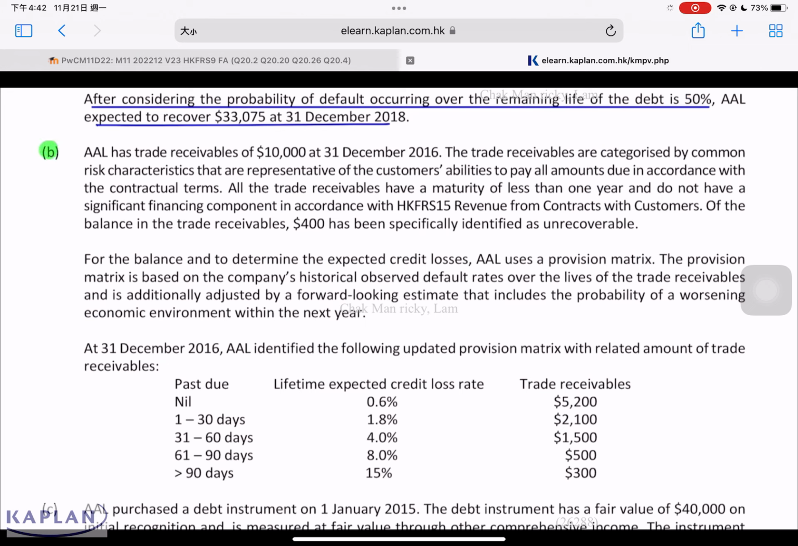Now we look at Part B. AL has trade receivables of $10,000 at 31st December 2016. The trade receivables are categorized by common risk characteristics.